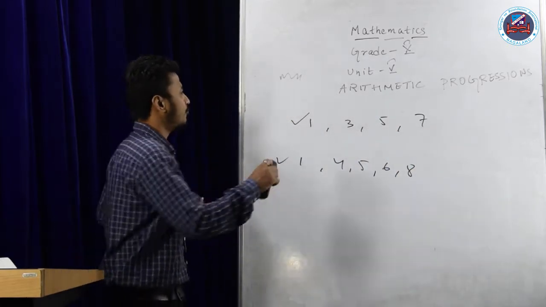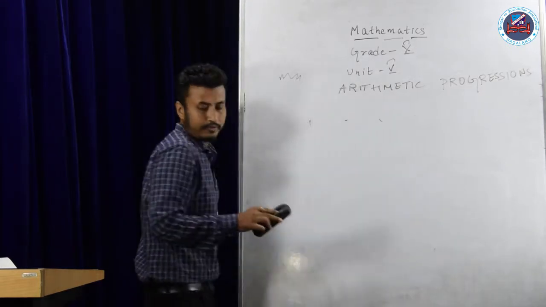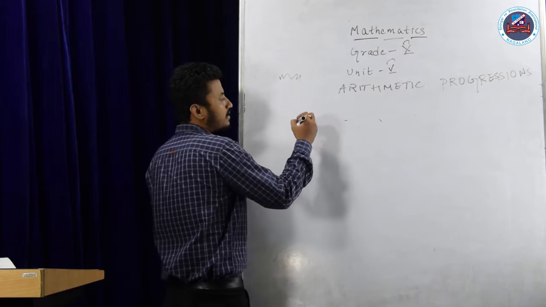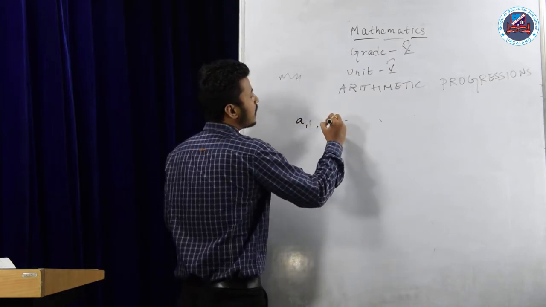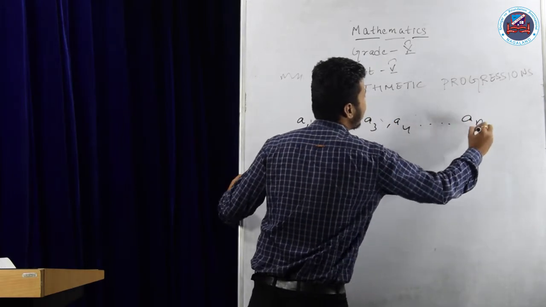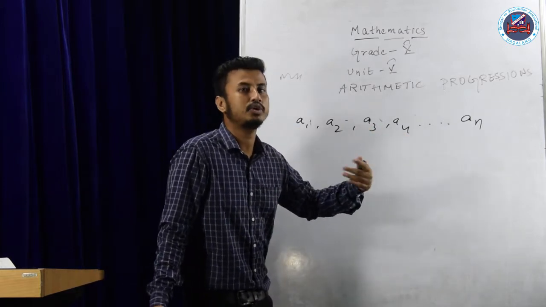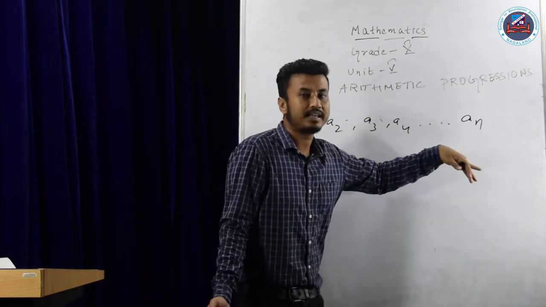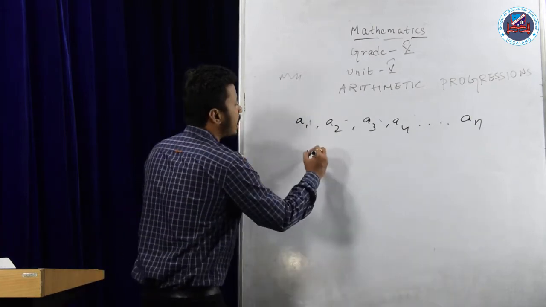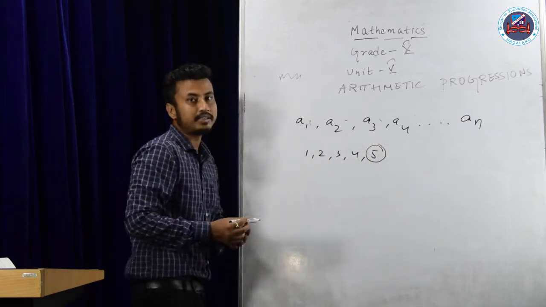Now, when we look at arithmetic progressions, there are some terms which you have to look at first. The first one is, how do you represent a sequence? The sequence is represented like this: A1, A2, A3, A4, dot, dot, dot, dot, AN. What does this dot represent? The dot represents the sequence is continuing, the sequence is going on. AN represents the nth term or the last term. For example, if I have a sequence 1, 2, 3, 4, 5, here AN is 5. The last term is 5.